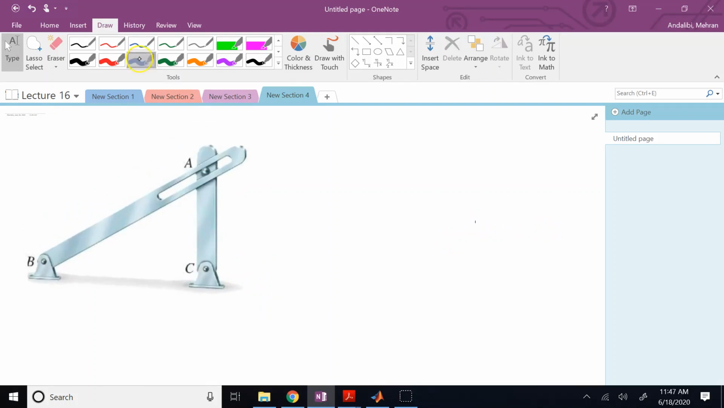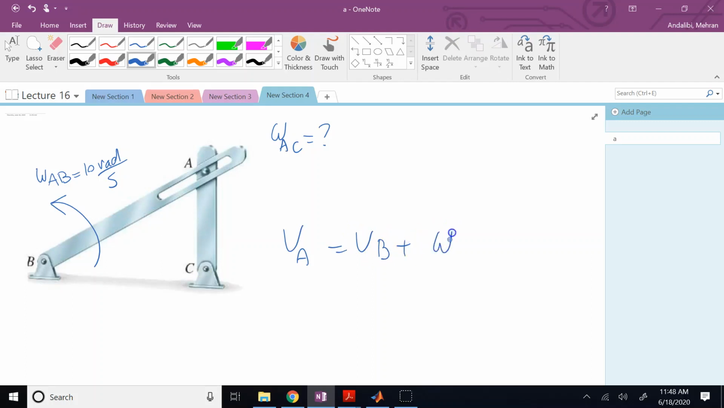again, if omega AB is given, let's say, for example, 10 radian per second counterclockwise, and then somebody says, okay, so what is omega AC? Or let's not even put a direction for it because it might be wrong. What is omega AC? Direction and magnitude. And I give you the length of each member. I cannot say this: omega of the left member cross R of A with respect to B.